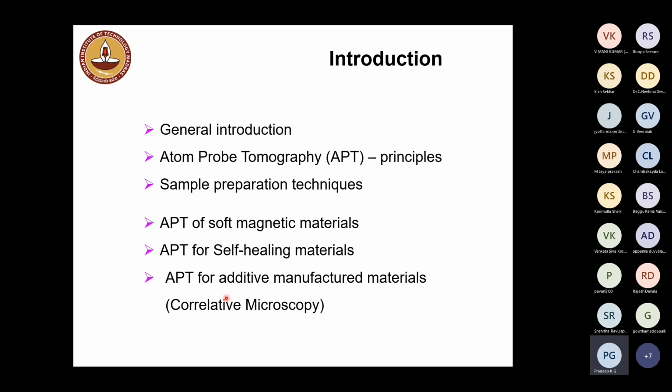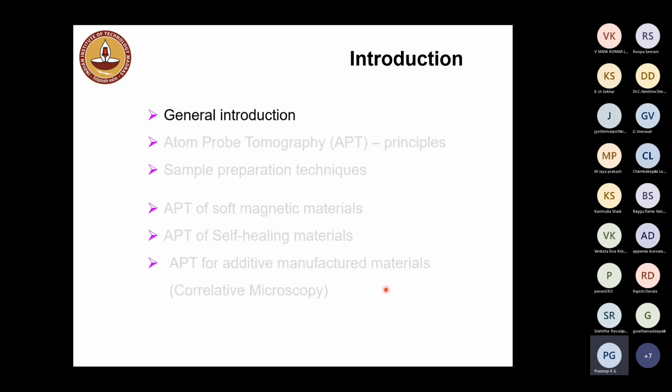And finally, I conclude my talk in the end with introducing what is called correlative microscopy. And this is absolutely crucial for the study of additive manufactured materials, which is again a very rapidly emerging field of materials research. So to start with, we'll go with the general introduction of what the term tomography stands for and why we need to understand the term tomography if we now want to study atom probe tomography, which is the atomic scale technique.